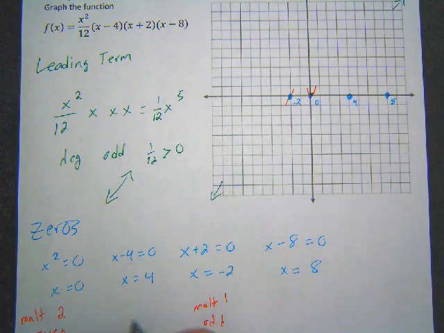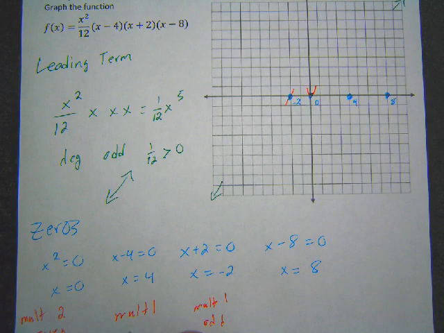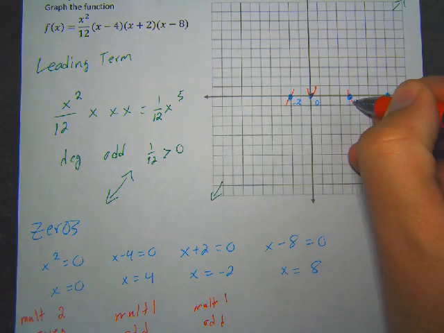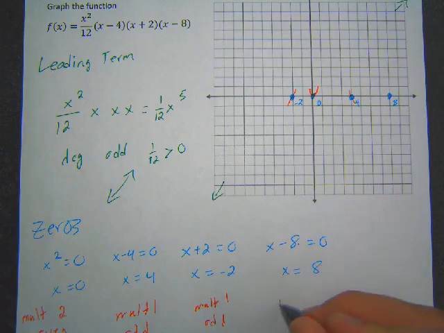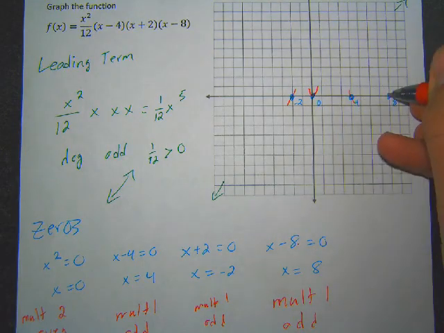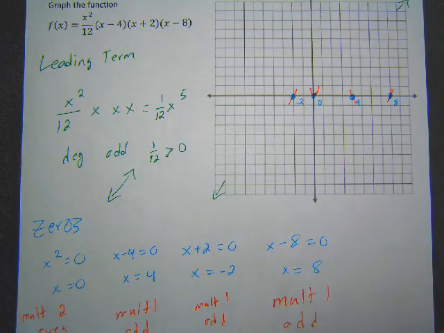Then I go to the 4, which is also multiplicity 1. So odd. So when it comes to the 4, it's going to go through. And then the last one, this x equals 8, this one's also multiplicity 1, which is odd. So when it comes up from the 4 and hits that 8, it's also going to go through. So there you go.